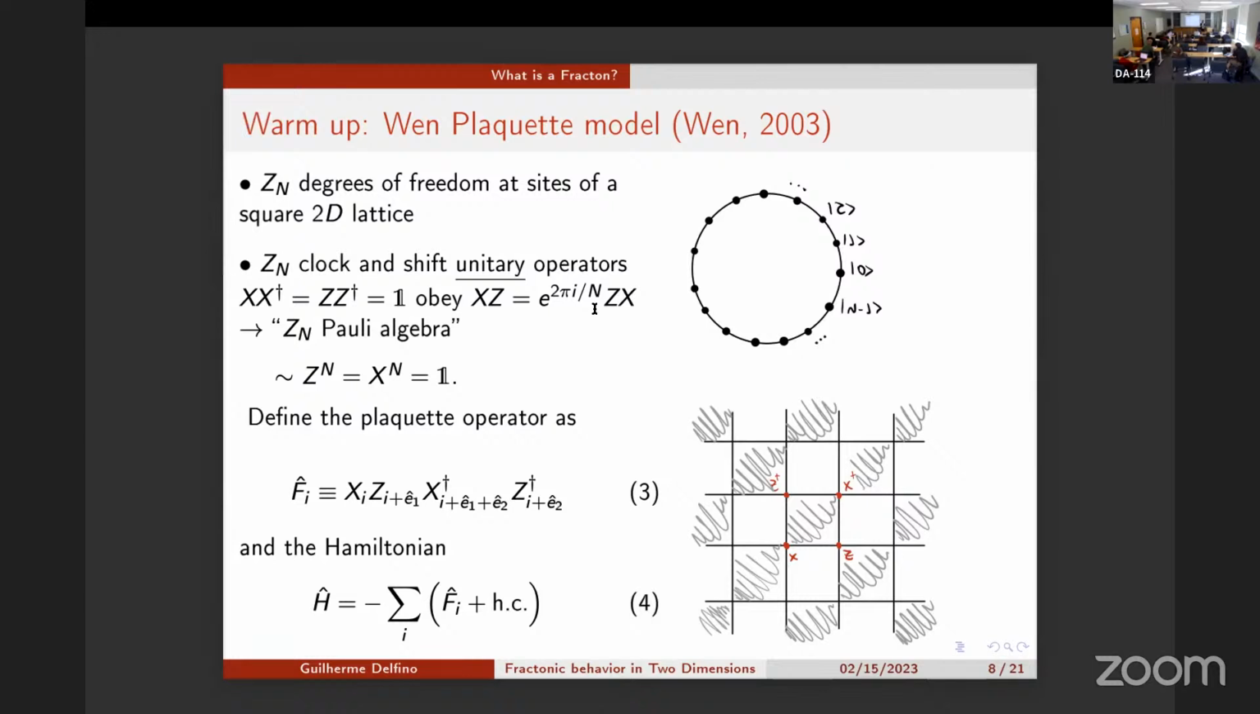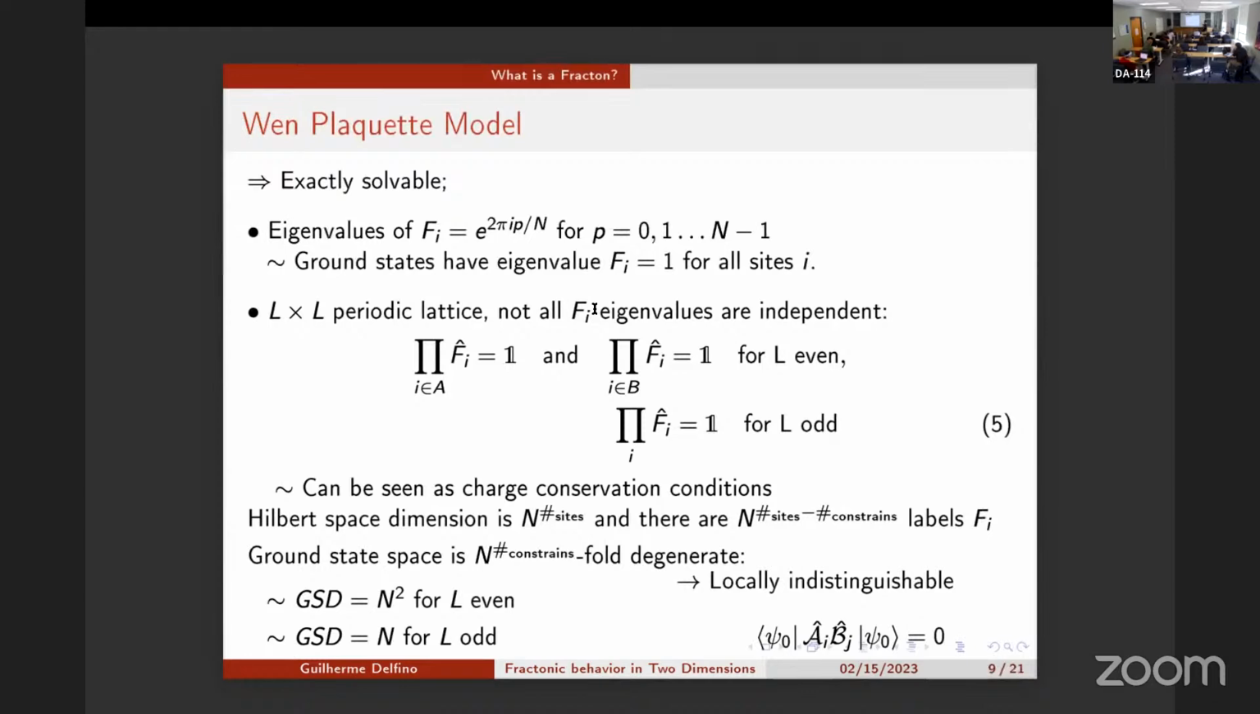Why is this interesting? First of all, it's interesting because it's exactly solvable. All these terms commute on different sites, so you can solve everything exactly. You don't need quantum Monte Carlo or perturbation theory. And it's even more interesting because you get some of this exotic topologically ordered physics. And then maybe it will be clear what I mean by topological order.